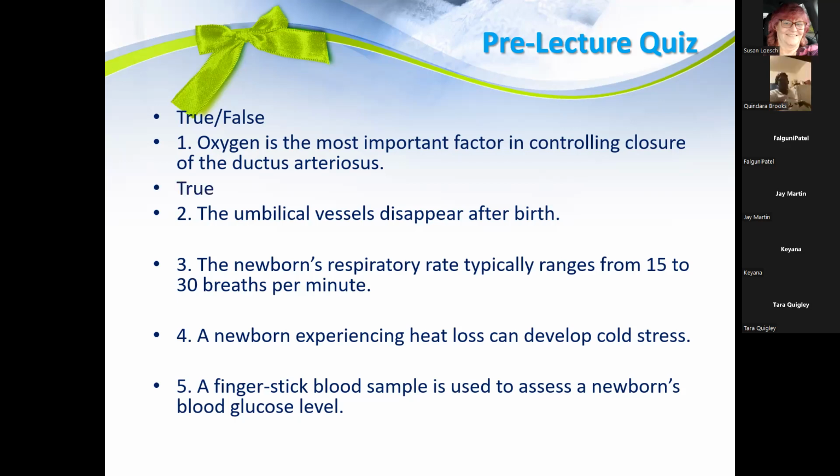The umbilical vessels disappear after birth. True or false? False. What happens to them? They turn into a ligament. Okay, a non-functioning one, right? Correct. Respiratory rate of the infant is 15 to 30 per minute at birth. I want to say false. Okay, what is it? 30 to 60. 30 to 60, good.